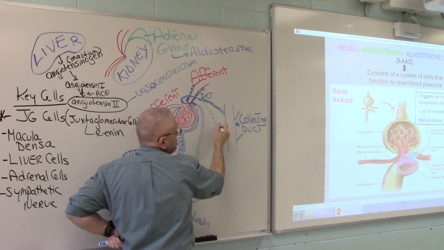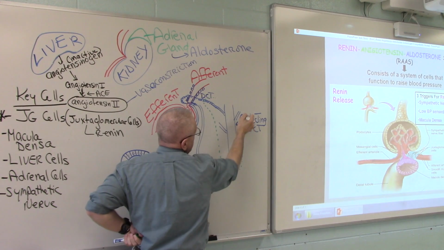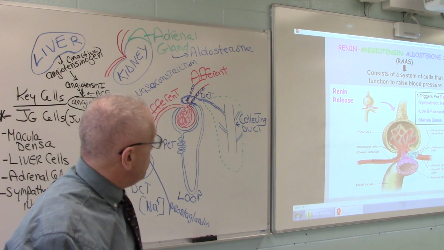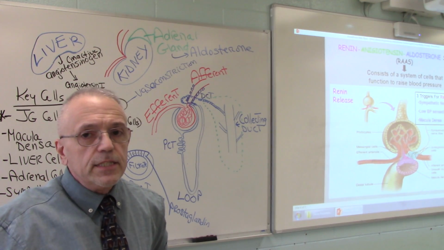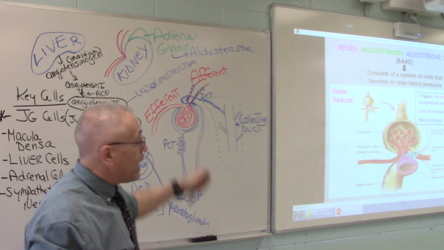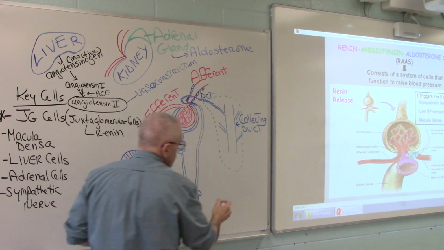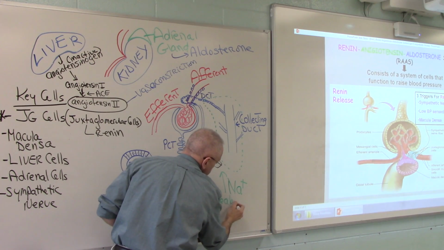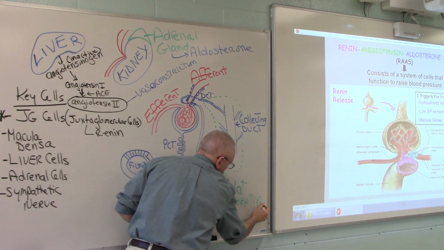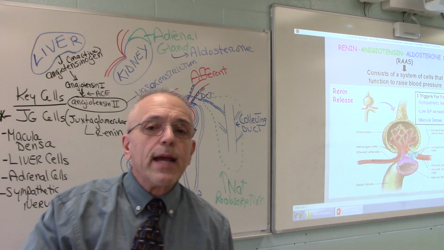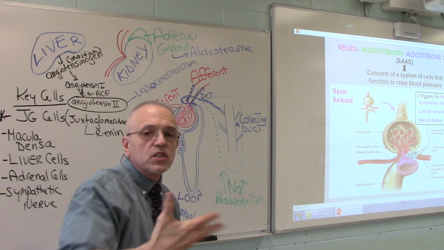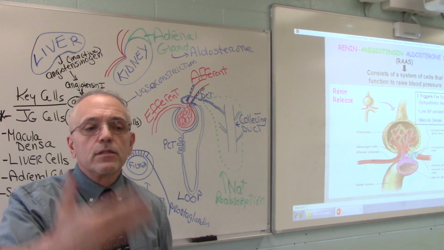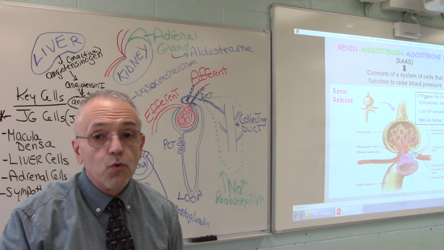which are actually in the last part of the collecting duct, so-called the late DCT. Distal convoluted tubule, the late DCT, the last part of the distal convoluted tubule, and the collecting duct. And what it influences is sodium reabsorption. In other words, it ramps up. It makes the kidneys increase sodium reabsorption, recaptures a higher amount of sodium than it otherwise would normally do.